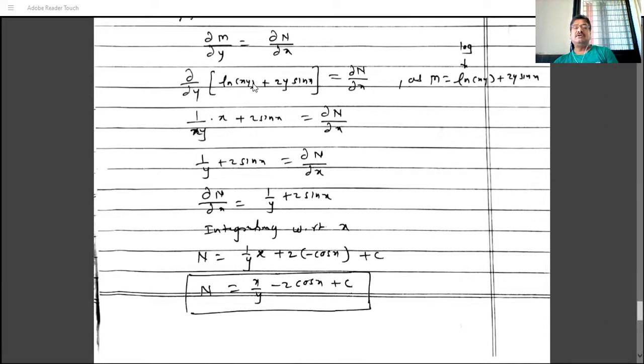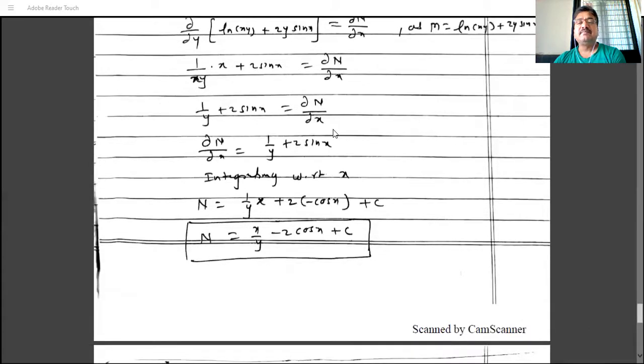The derivative of log xy is 1 by xy, times the derivative of xy with respect to y, which is x. So the derivative is 1/(xy) times x, plus, since 2 sin x is a constant quantity, the derivative of y is 1, equal to ∂N/∂x. The x's get cancelled, so ∂N/∂x is 1/y + 2 sin x.